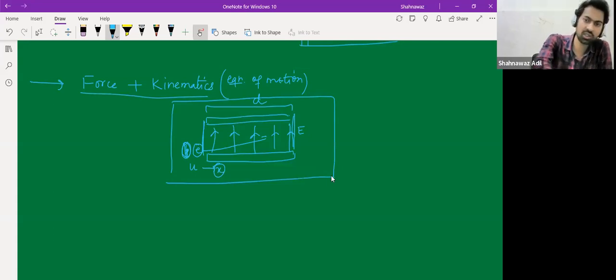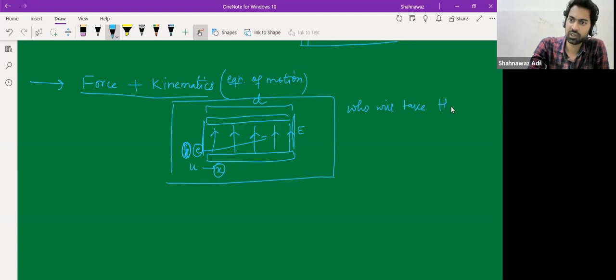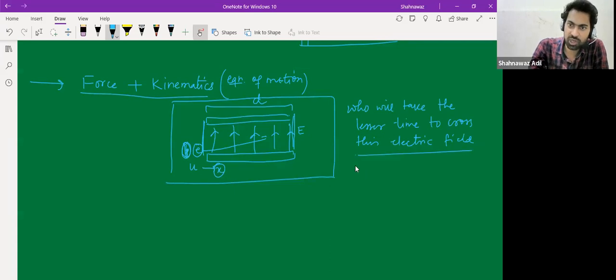The question is: who will take the lesser time to cross this electric field? So this is a question of the force on a charged particle plus kinematics. We have to keep in mind these two concepts.